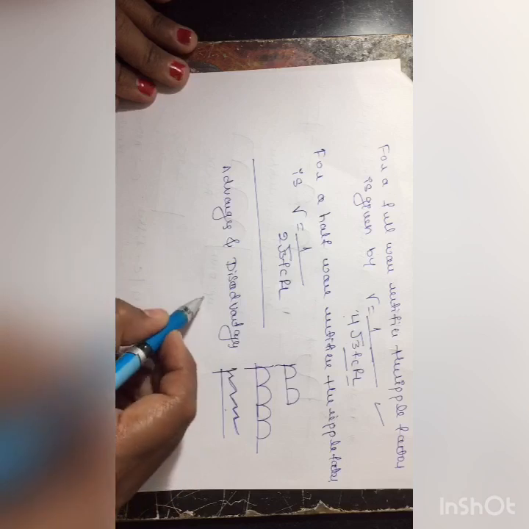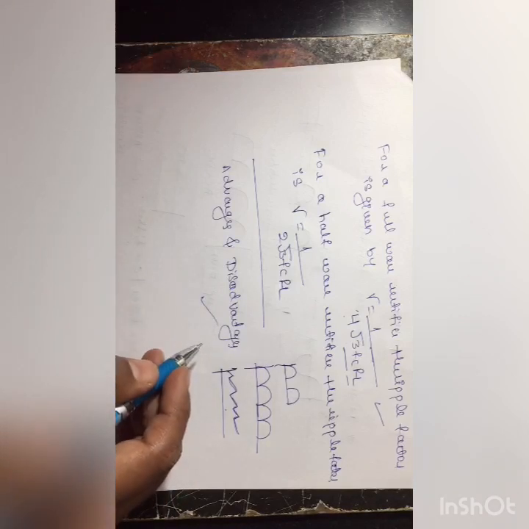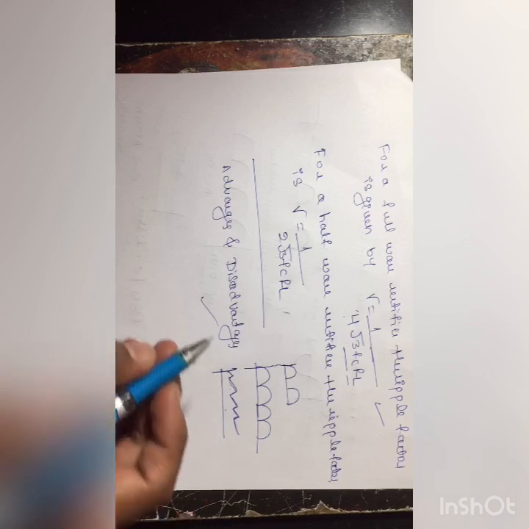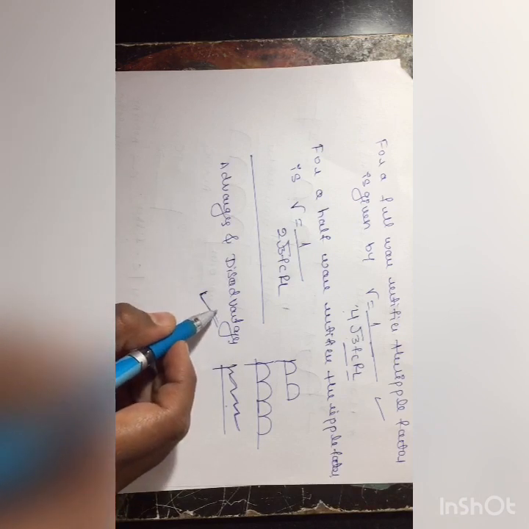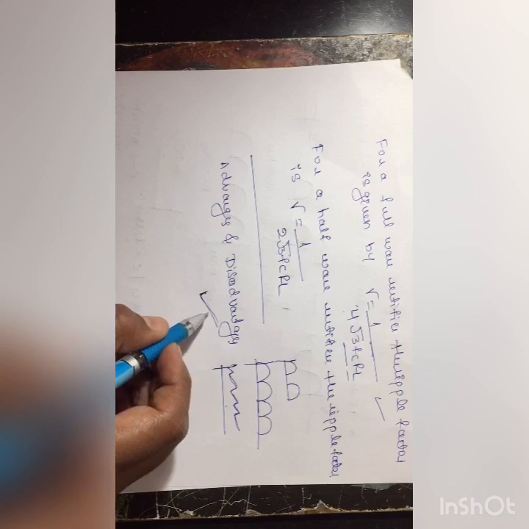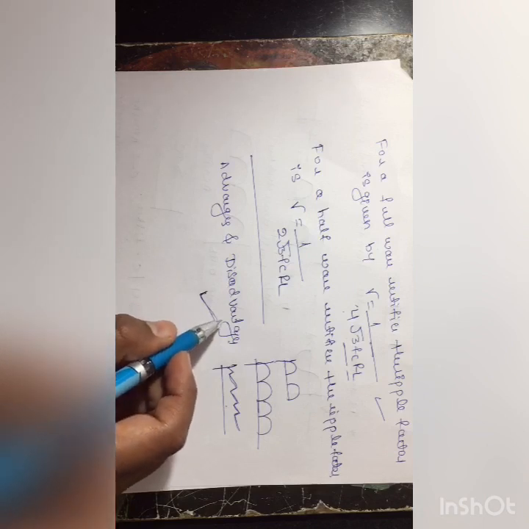The disadvantages: it draws more current, so the capacitor filter is not suitable for a half wave rectifier; it is bulky and large in size; and there is reduced output voltage due to the drop across the inductor. These three are the disadvantages of the capacitor filter.